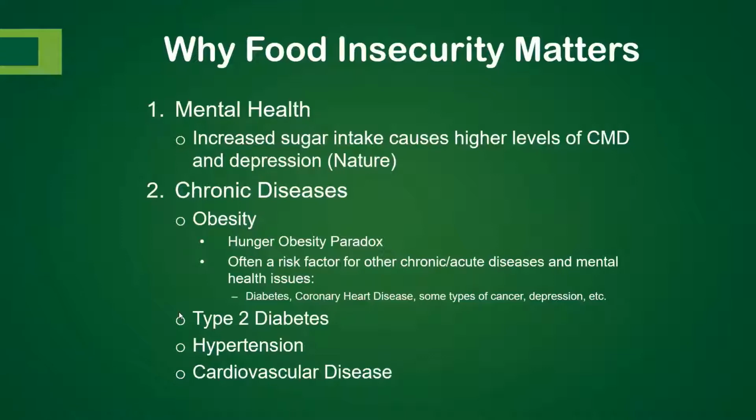Poor nutrition can also lead to a lot of chronic diseases, one of them being obesity. A study looked at how food insecure individuals are actually at a greater risk of obesity, called the hunger obesity paradox. One study found that food insecurity at age 1 led to obesity at age 4.